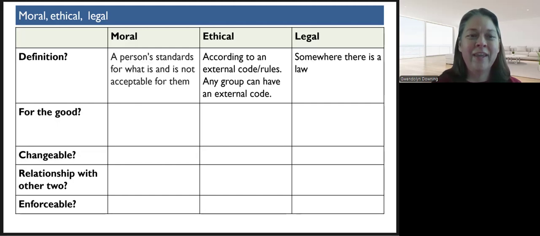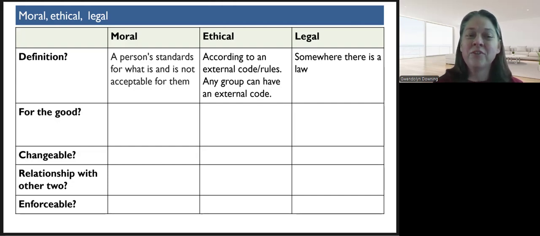Okay, so moral is a person's standards for what is and is not acceptable to them. Ethical is according to an external code or set of rules. And any group can have an external code, okay? Then legal is somewhere there is a law.